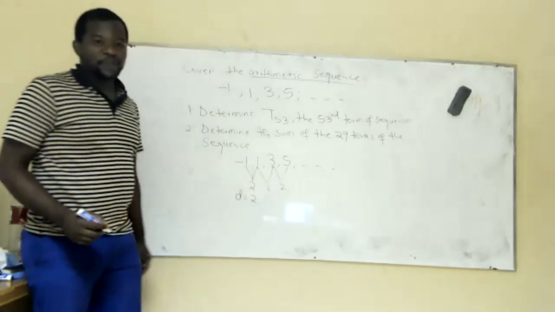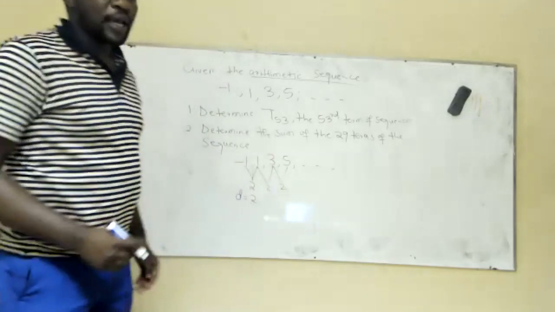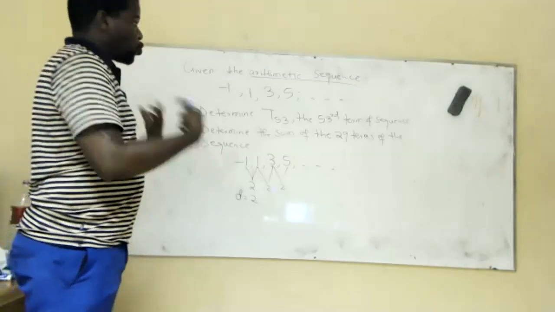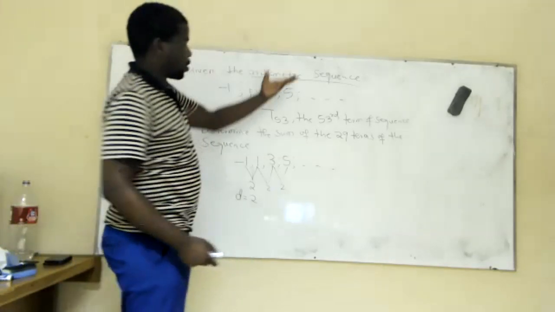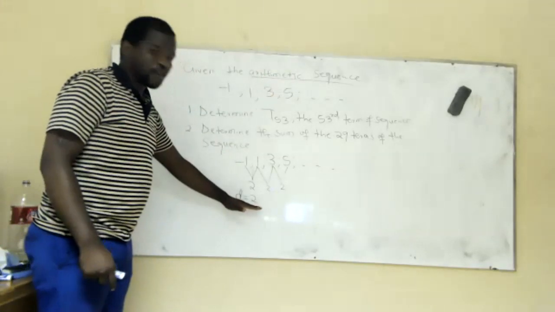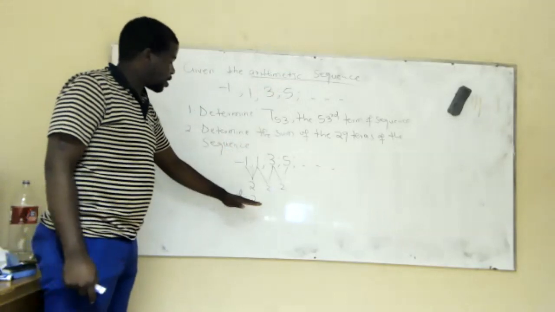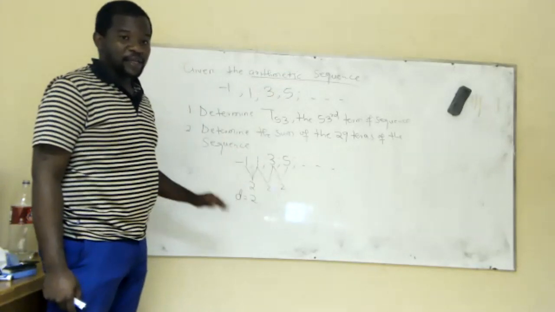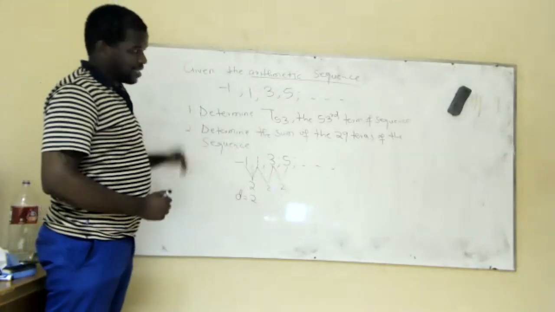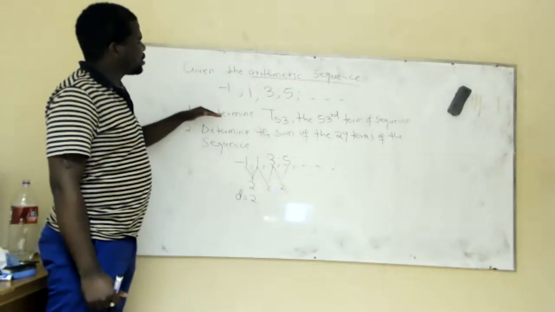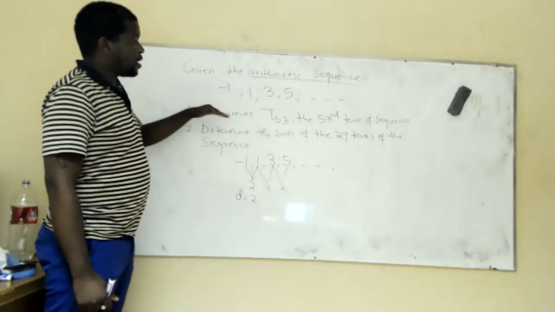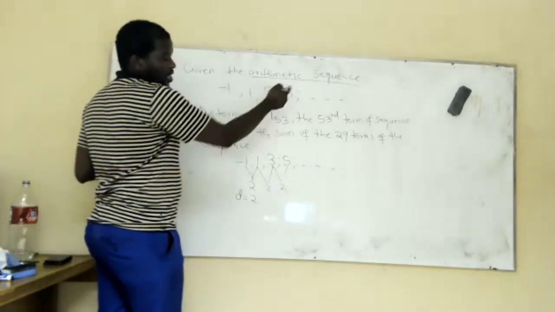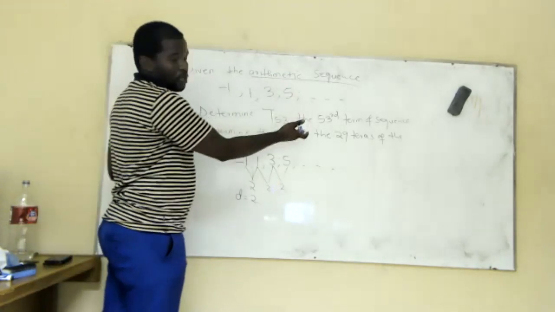It's equal to 2. So I believe all of you can do the first part of the question, which is to get the common difference, or to prove that what you have is an arithmetic sequence. We have confirmed that this is an arithmetic sequence because the common difference is the same throughout the sequence. That is fine. Now let's answer the question. The first question says, determine the 53rd term of the sequence. How many terms are we given here? We're given 4 terms.